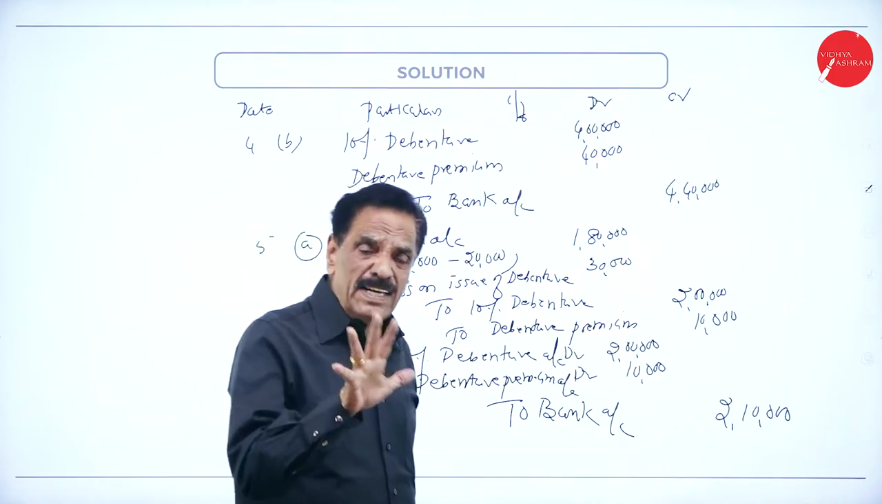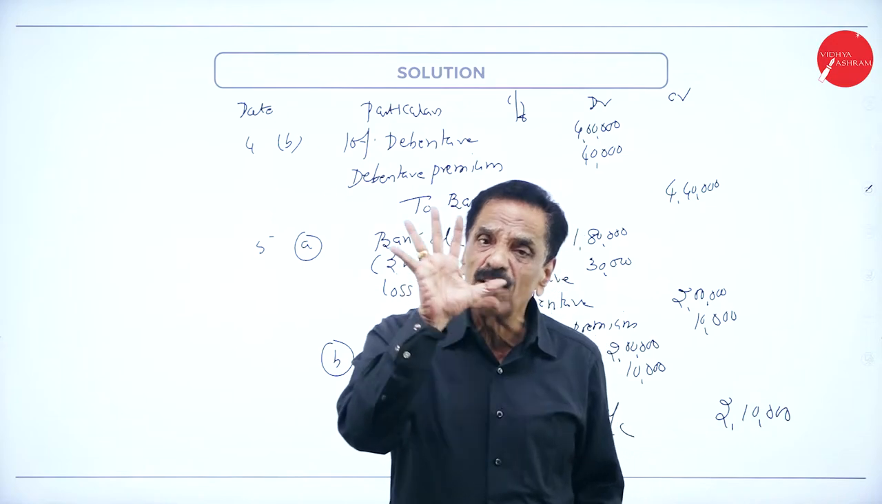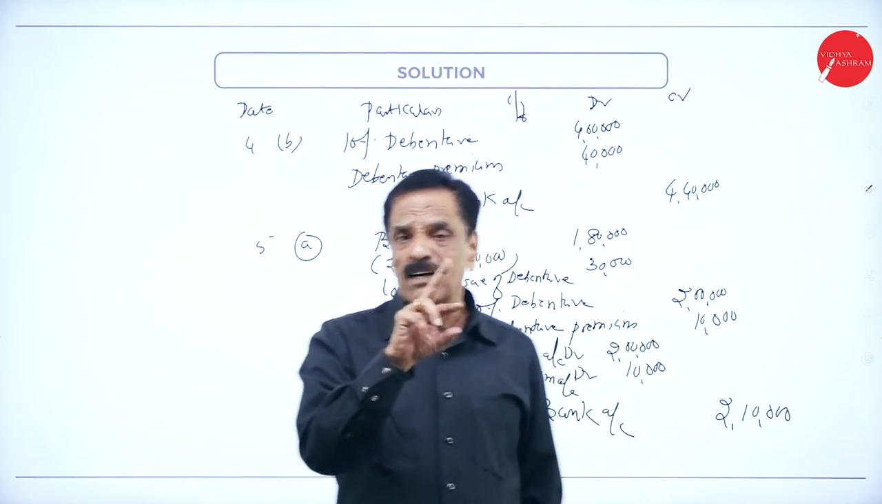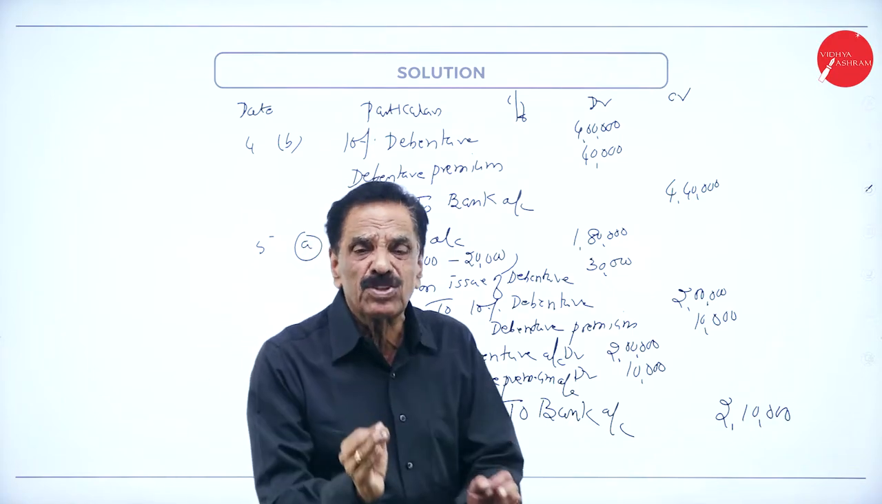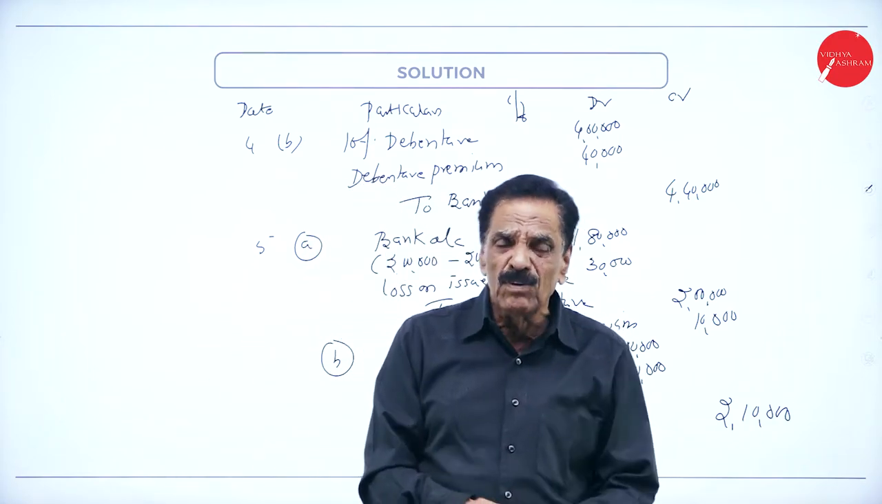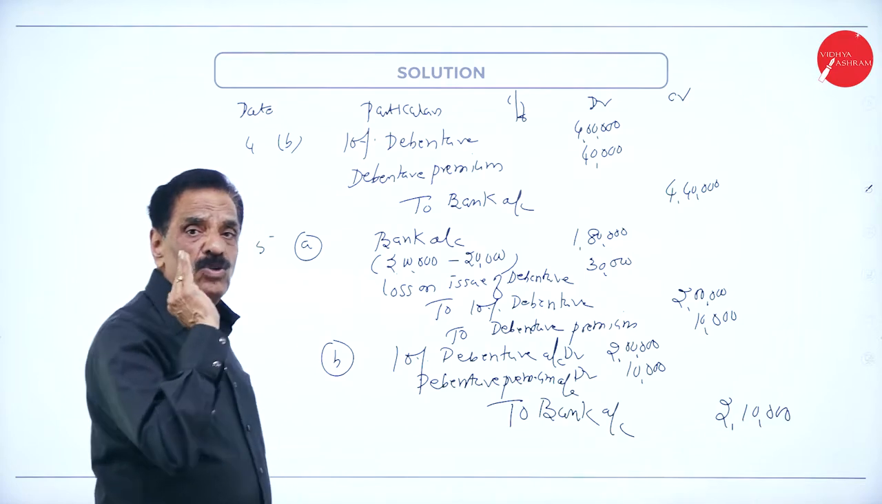So, 5 entries in the examination. They will ask the 5 entries. Each entry will be split into 2, so 5 into 2, 10 marks. This is a definite question from the examination point of view. Only 5 entries they are going to ask.